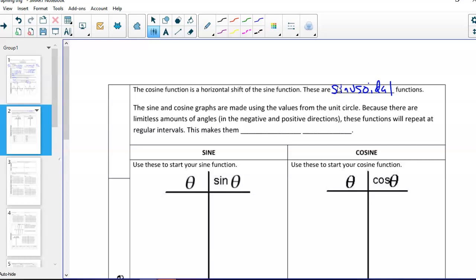Now, we know that our unit circle repeats itself, so we're going to keep going around the unit circle. It's going to keep going and going. So that means each of these functions is going to keep going, which makes them periodic functions. They're going to keep repeating the same period of 2 pi over and over again. But that also applies to your other 4 trig functions: secant, cosecant, tangent, cotangent. Those are periodic functions as well, because they keep repeating around the unit circle.